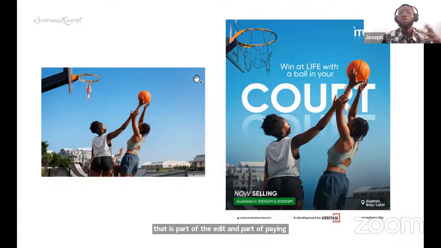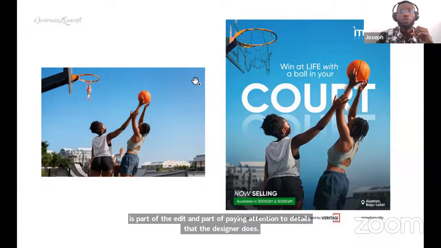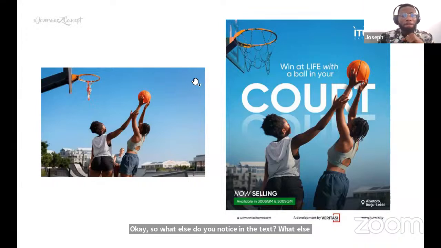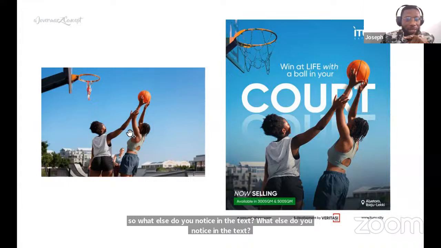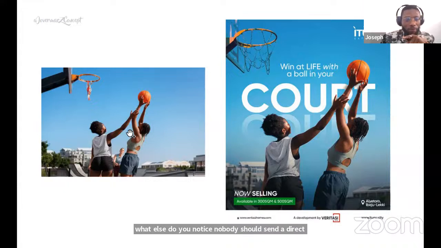Okay, so what else do you notice in the text? What else do you notice in the text? What else do you notice? Nobody should send a direct message to me. Send it on the group. Okay, send on the group.